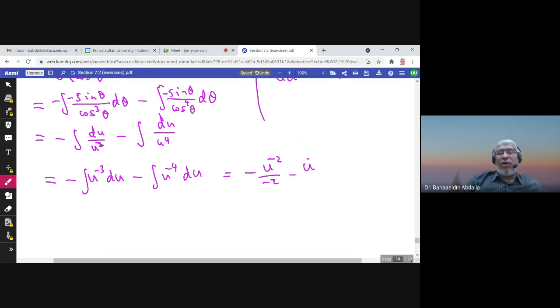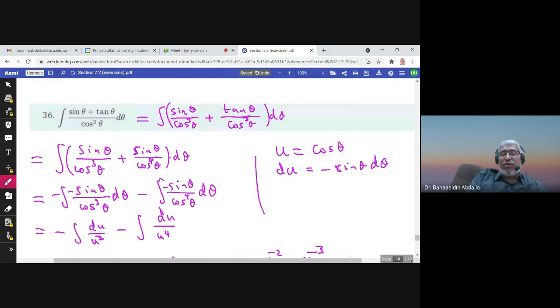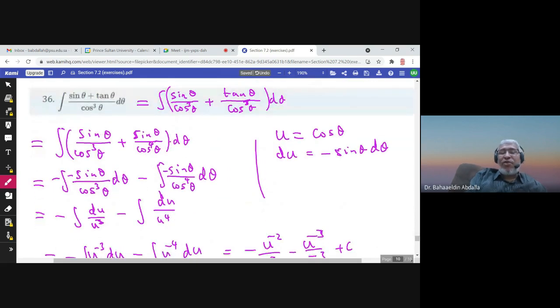You add 1 to the power. And then you change it to cosine. So negative over negative, this is just a half. And u to the negative 2 will go down, would be cosine square. And this would be plus 3 down. And also u cube will come here. This would be the answer of this integral. You may find another way to solve it. Okay, try.